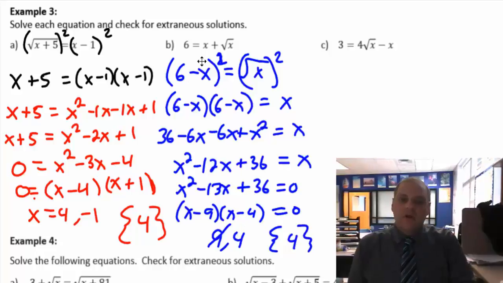The 9 doesn't work. 9 plus 3 is not 6. 4 plus 2 is 6. All right, so you plug in the 4, it works. All right, another one here, 3 plus x.